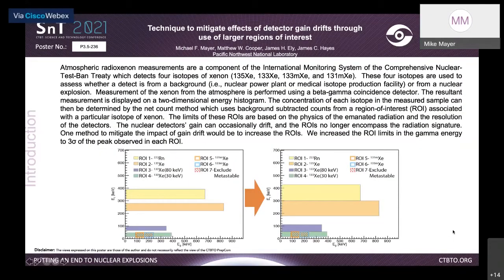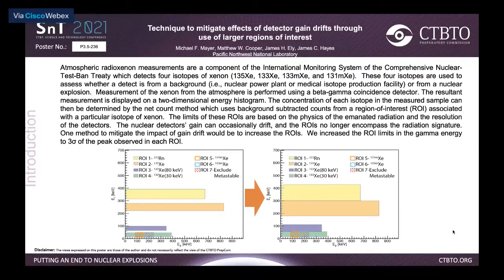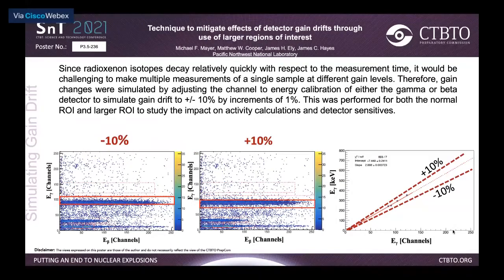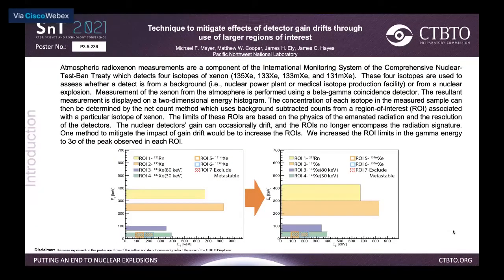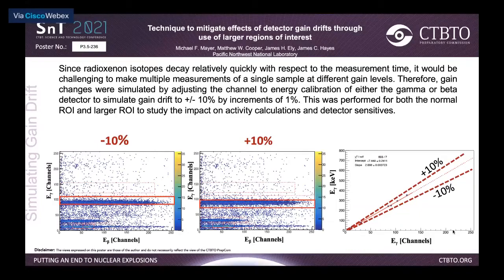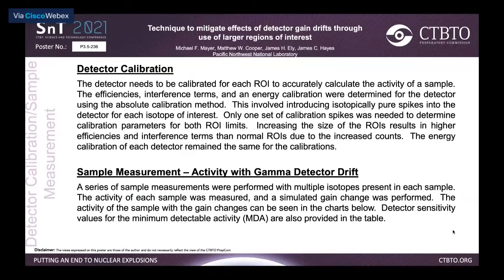The activity concentration calculations rely on counts found in regions of interest. Should the gain of the detector drift between the measurements, the concentration values will be off. We explored the impact on these concentration values due to the drift, as well as using larger regions of interest to mitigate the impact. In order to do this, we simulated a detector drift by increasing and decreasing the channel to energy values. We also did a recalibration of the detector to determine the new efficiencies and the new interference terms associated with the larger regions of interest. And we applied these to actual sample measurements.